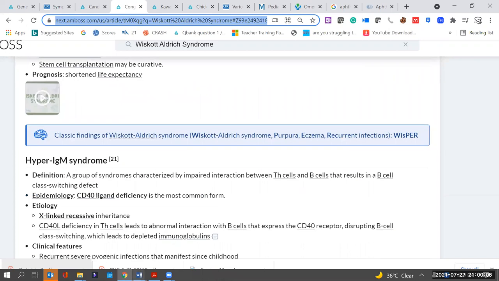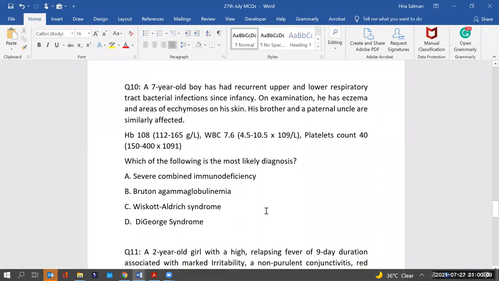So let's have a look at the question. Here the question is saying, a seven-year-old boy has had recurrent upper and lower respiratory tract bacterial infection. Whenever it says recurrent infection, always think the baby is immune deficient. There can be any reason for immune deficiency. It may be genetic. It may be viral, like HIV. It may be a syndrome, like Wiskott syndrome. It may be just because of antigen-antibody reaction. It can be any type. But once a recurrent infection is happening in the body, always think about immune deficiency.